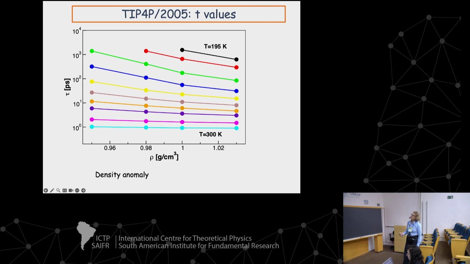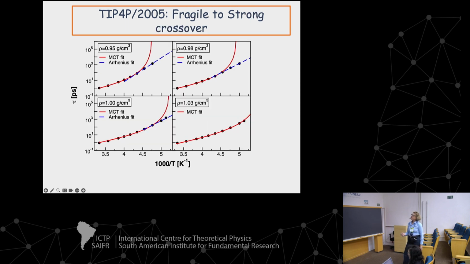Okay, so these are the tau values in which we still see the density anomalies, but I don't want to go into many details here. And then with the tau, we found the fragile to strong crossover. And most importantly, the fragile to strong crossover is present upon crossing the Widom line. Look at this value. For the rho 1.03, you will see in a while that we are not crossing the Widom line. You will see it in the phase diagram space.